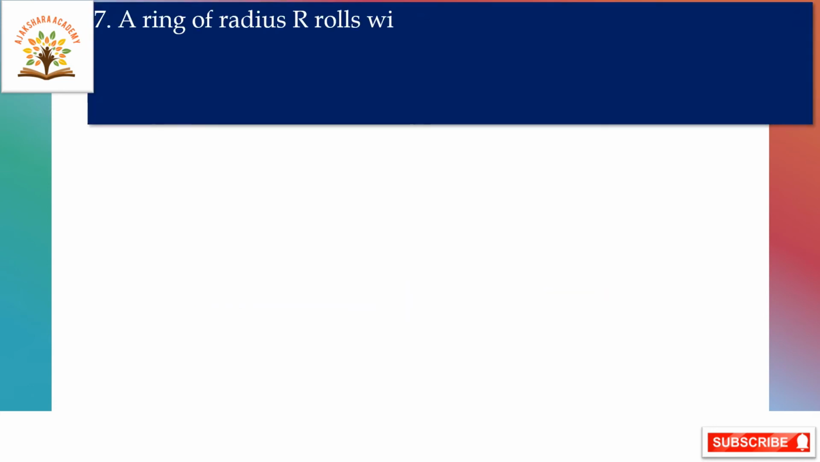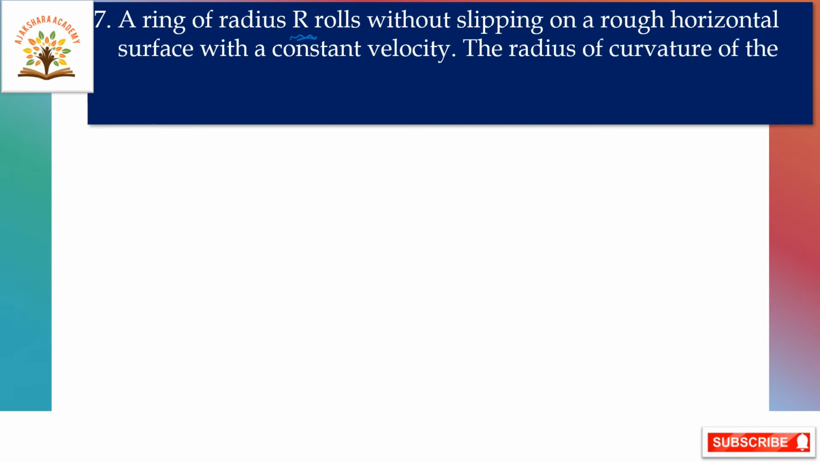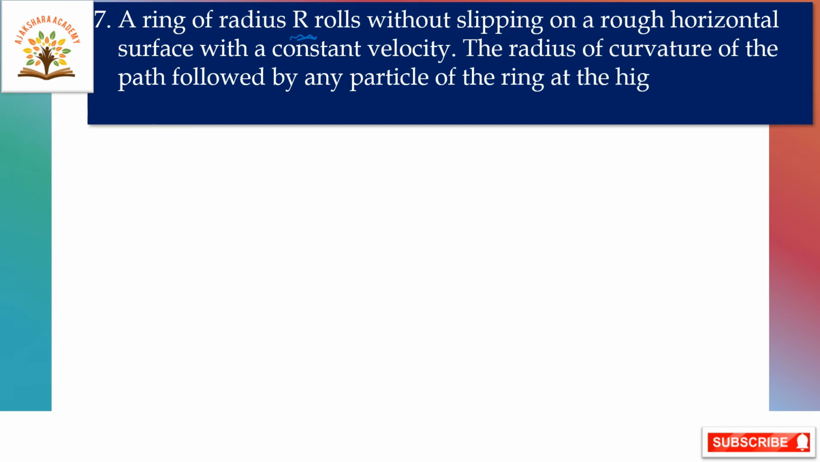A ring of radius r rolls without slipping on a rough horizontal surface with a constant velocity. The radius of curvature of the path followed by any particle of the ring at the highest point of its path will be. Now let us go to the solution.